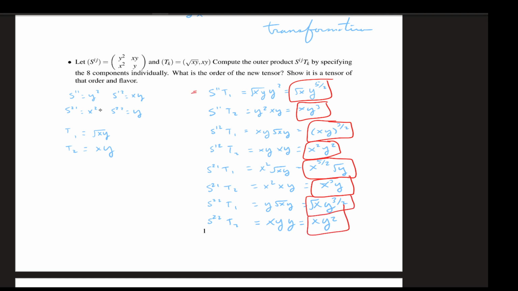And if you want to call them, maybe P11 up, 1 down, P11, 2, P12, 1, P122, P211, P212, P221, P222. And so it's 8 components for our tensor.